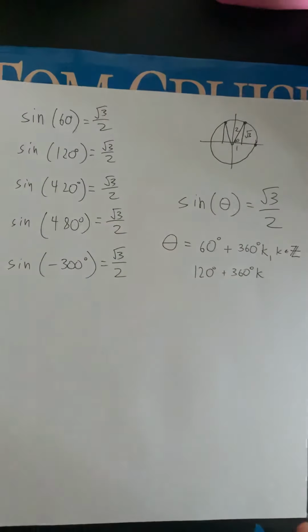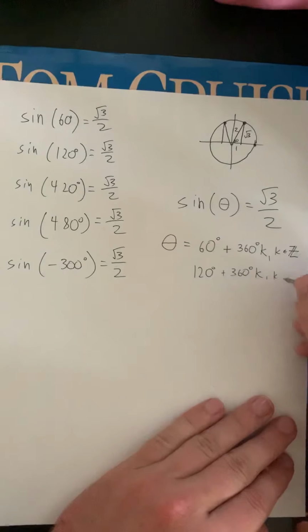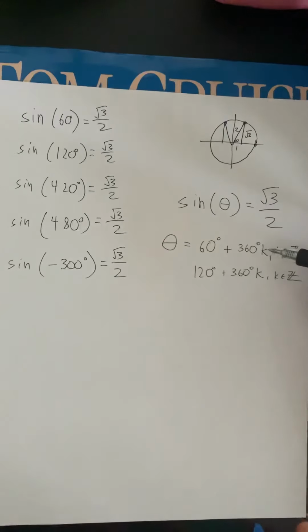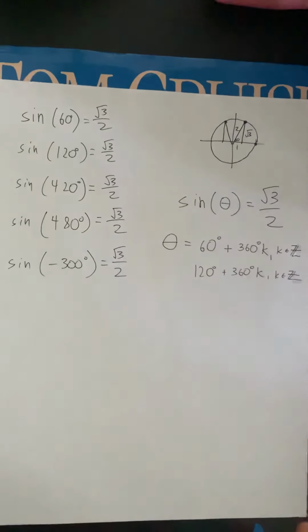Guys, I know some math stuff. I know a few little tricks. Now, you don't have to write this. This is just saying K is an integer like 5, 2, 0, -1, -3. It's saying any extra spins leave you in the same spot, and thus you have the same right triangle and the same ratio. So this is how we represent infinite answers.